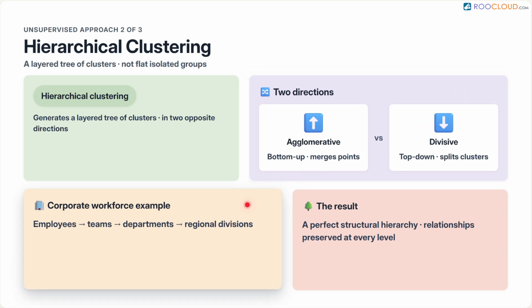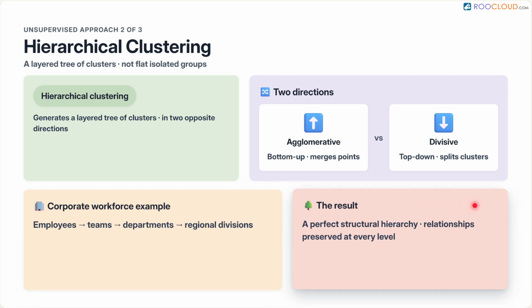Think of organizing the workforce of a massive international corporation. You group individual employees into small operational teams, then merge those teams into distinct departments, and finally merge those departments into regional divisions, creating a perfect structural hierarchy.